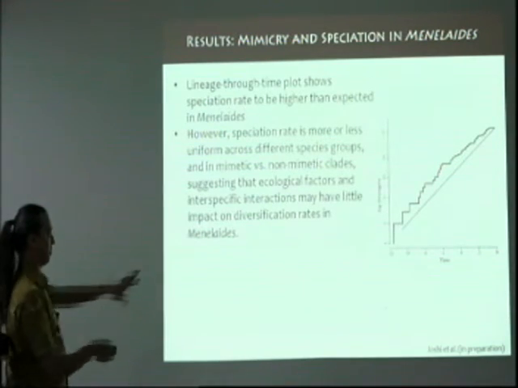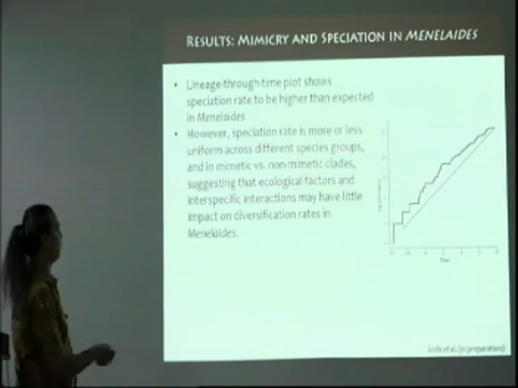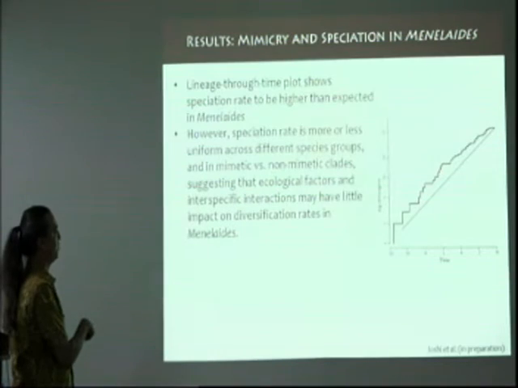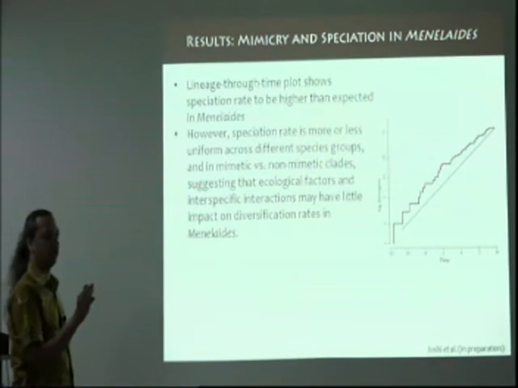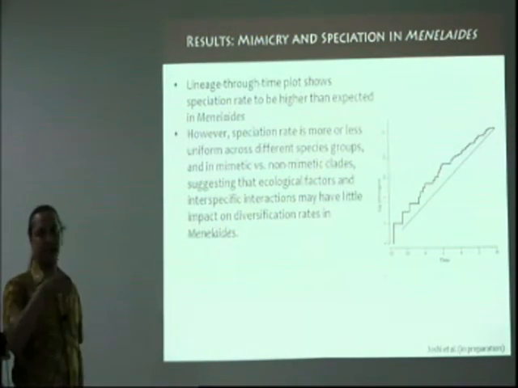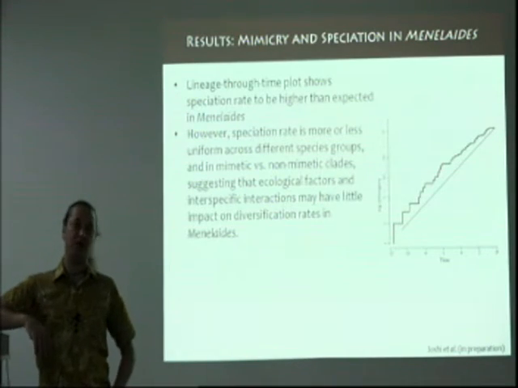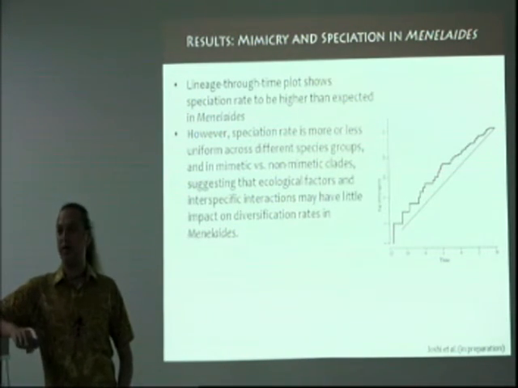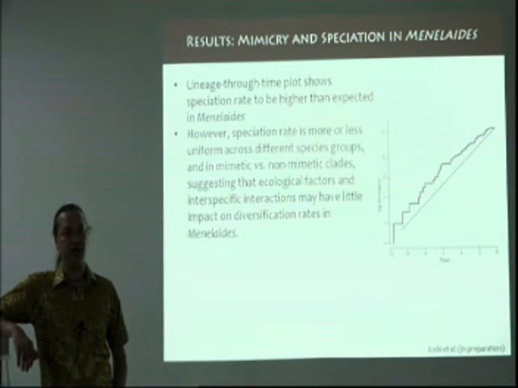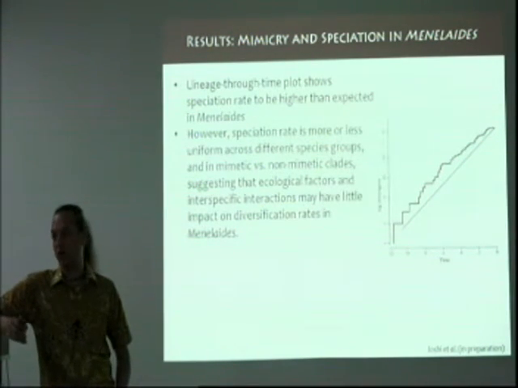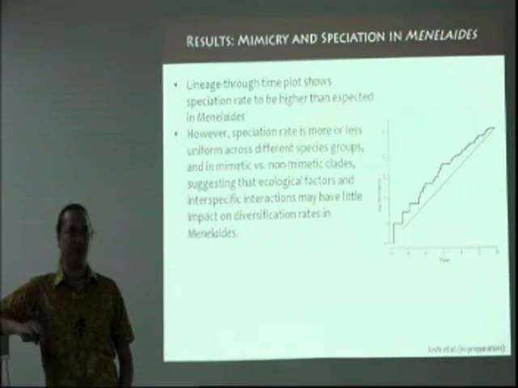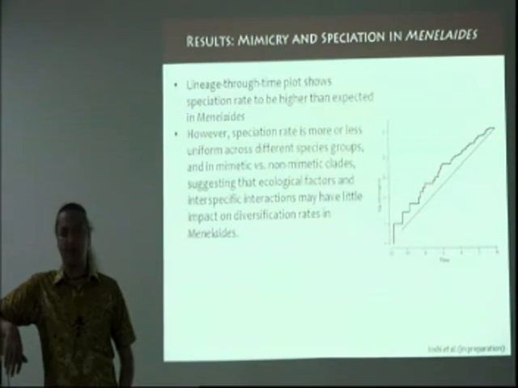versus fibrinic clades. I'm not showing you data, but this is what we see. If you look at fibrinic versus non-fibrinic clades, speciation rates are the same. If you look at species from big islands or mainland versus small islands, they have the same speciation rate. So there's nothing ecological that we know about these groups which seems to be making a difference to whether you see more speciation or less speciation in this group.